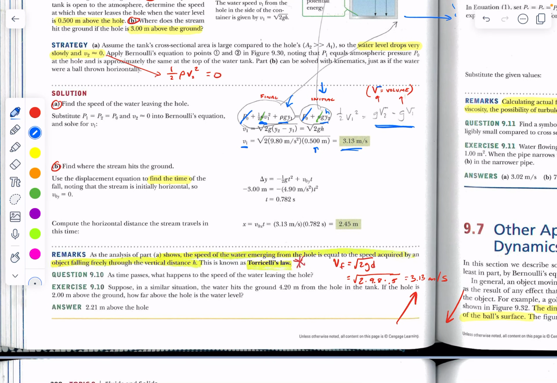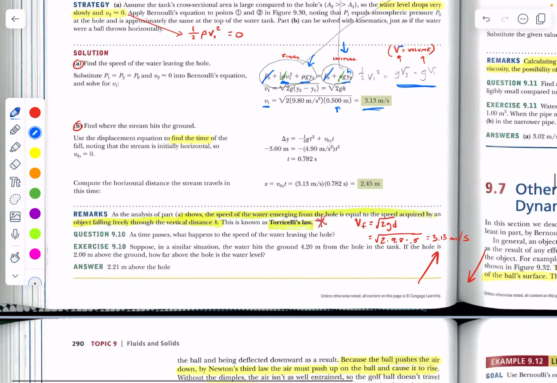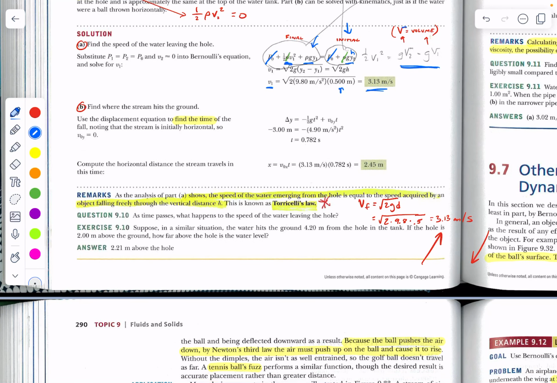Next, use the displacement equation to find the time. And you've seen this equation a bunch of times before. And so we have our distance equals 1/2 gravity times time squared. And we plug our numbers in.